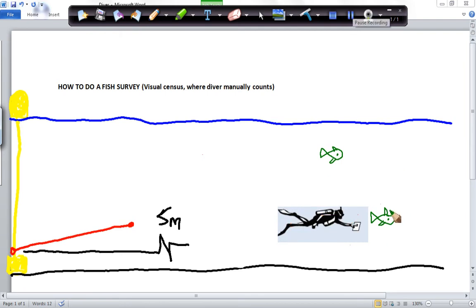We also need to think about the behavior of the fish. So there are some fish that will follow us during the dive, so it's important that you don't count them more than once.